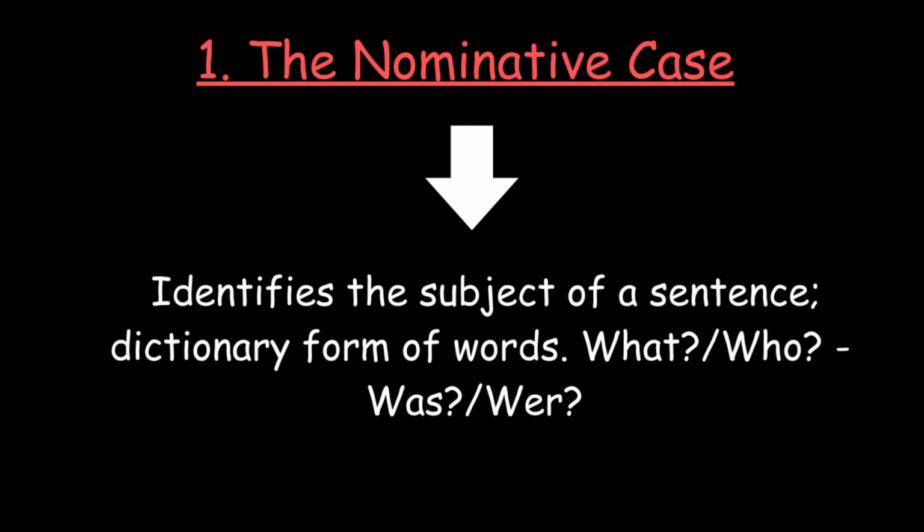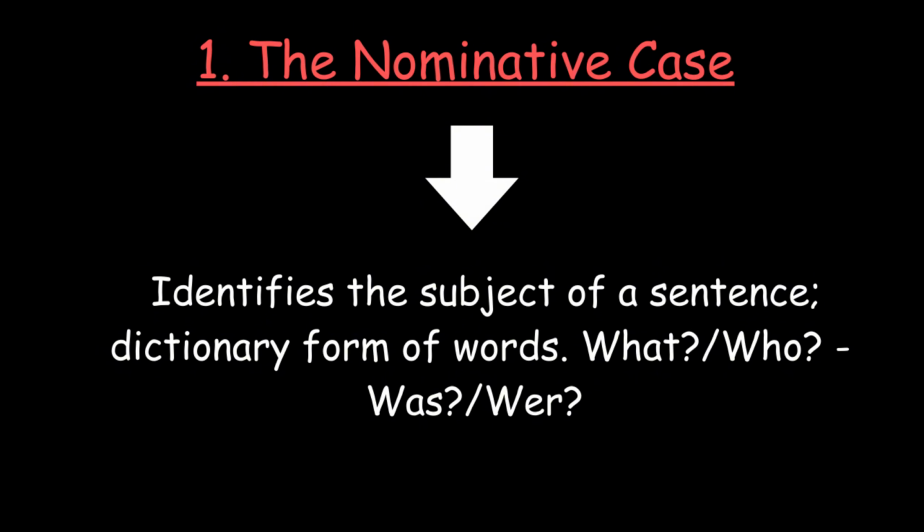The nominative in German is the most common case that identifies the subject of a sentence. In English and German, every noun is given in the nominative because it is the dictionary form of words. It answers the questions what and who, was, wer. By asking these questions and getting the what or the who, we'll know that the sentence is nominative.